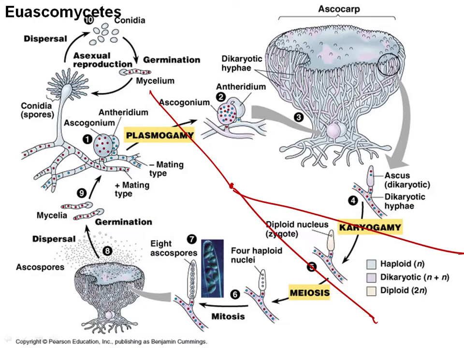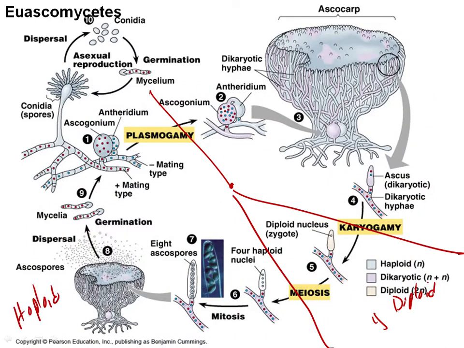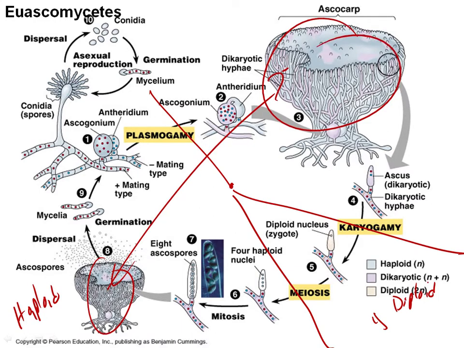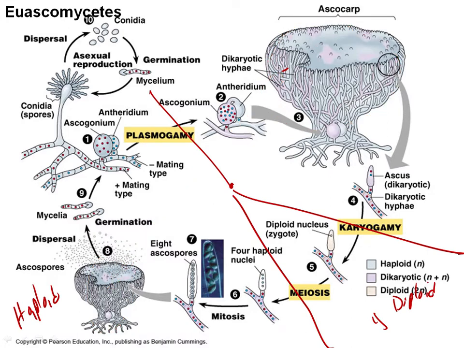After karyogamy, we know that it's diploid, so this is our diploid stage. After meiosis, I've got my meiosis line drawn a little bit wrong, maybe like that. We know that this is haploid. Although you see that they've drawn this structure in two places, and you know that that ascocarp has haploid portions and dikaryotic portions to it, so don't get confused by that. It's not a perfect diagram here, but you've got the idea that after meiosis, the spores at least would be haploid. After plasmogamy, then we have the dikaryotic phase.